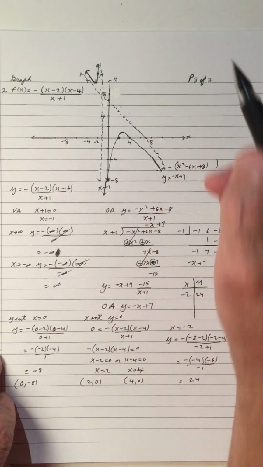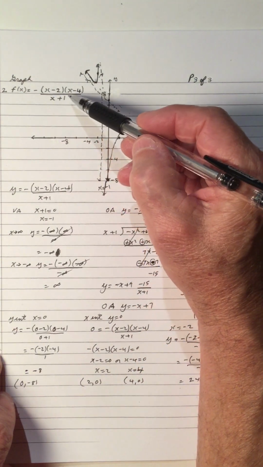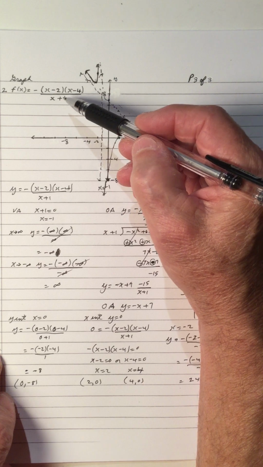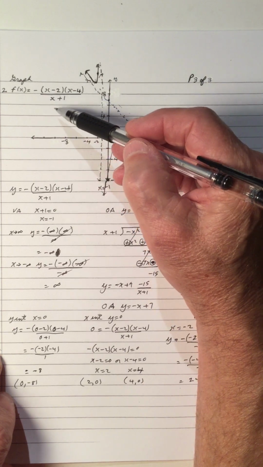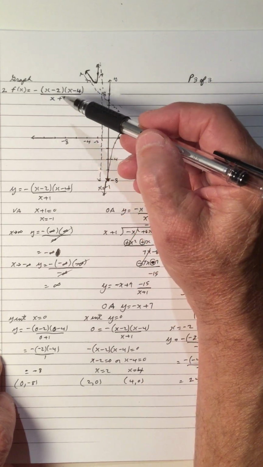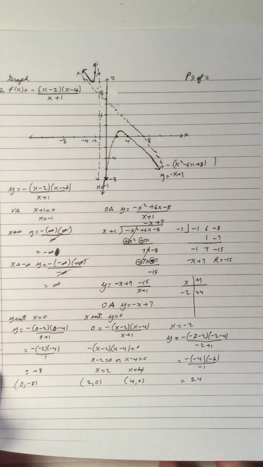The oblique asymptote occurs when your numerator degree is larger than your denominator, and I have a quadratic divided by linear in this case.